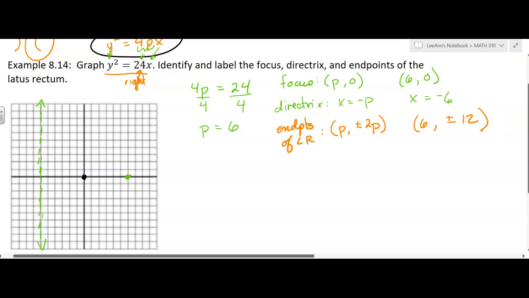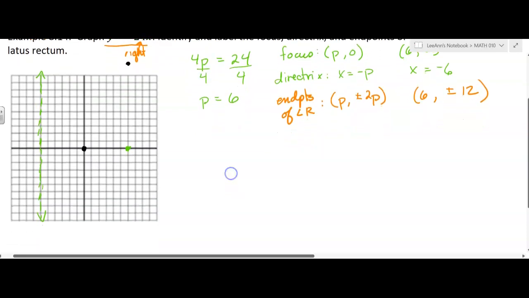Okay? So I'm going to have one endpoint. Now I need to put these in black because they're actually on the parabola. I'm going to have one endpoint kind of up here. My paper only goes to 10, my graph paper. And I'll have one down here. Okay, then here's what we do. Oh, if you want to draw the latus rectum, the latus rectum is right here. It's not part of the parabola, but it's that line segment.